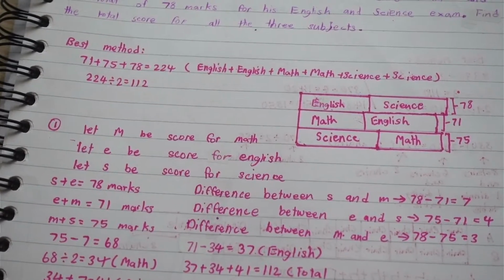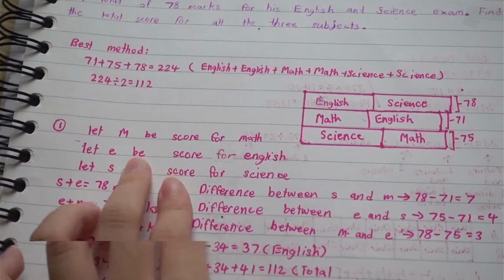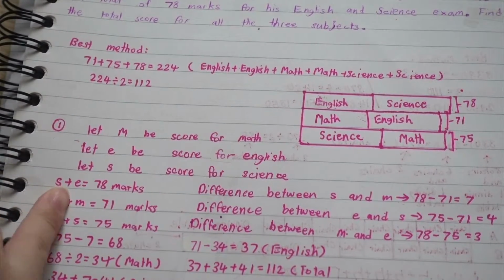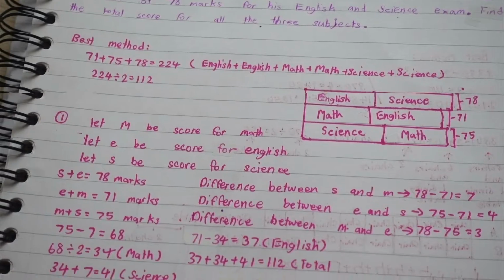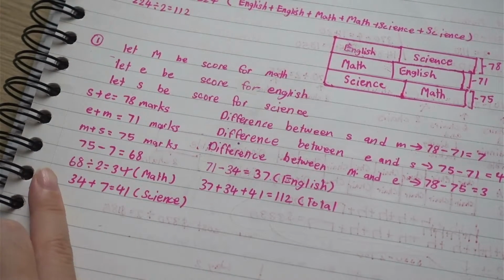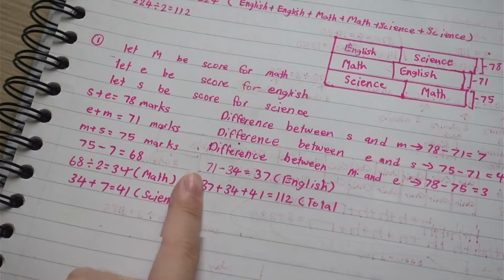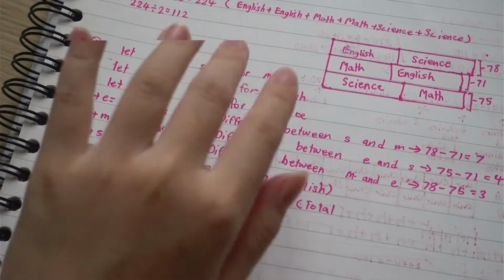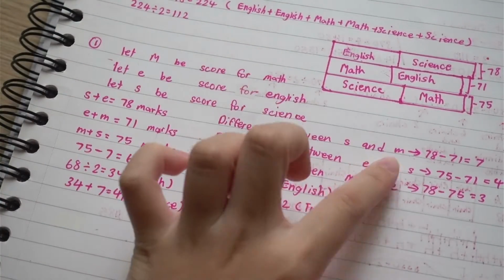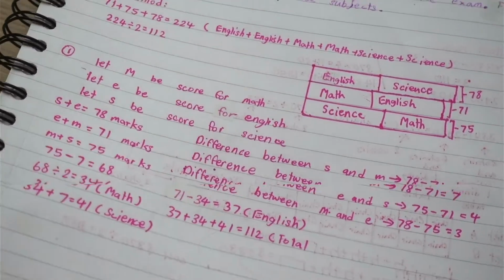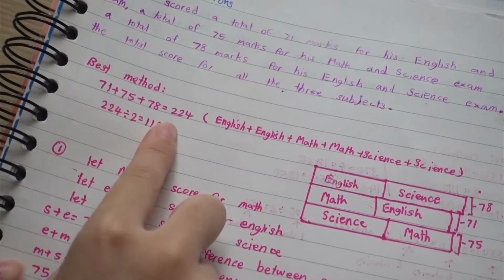So basically, let M be score for math, let E be score for English, let S be score for science, and then S plus E equals 70, blah, blah, blah. And then this equals to math. This is how much math has, this is how much science has, so how much English has, this is the total answer, that's the answer to the question. This is totally unnecessary. You just need to replace it with 2 simple equations.